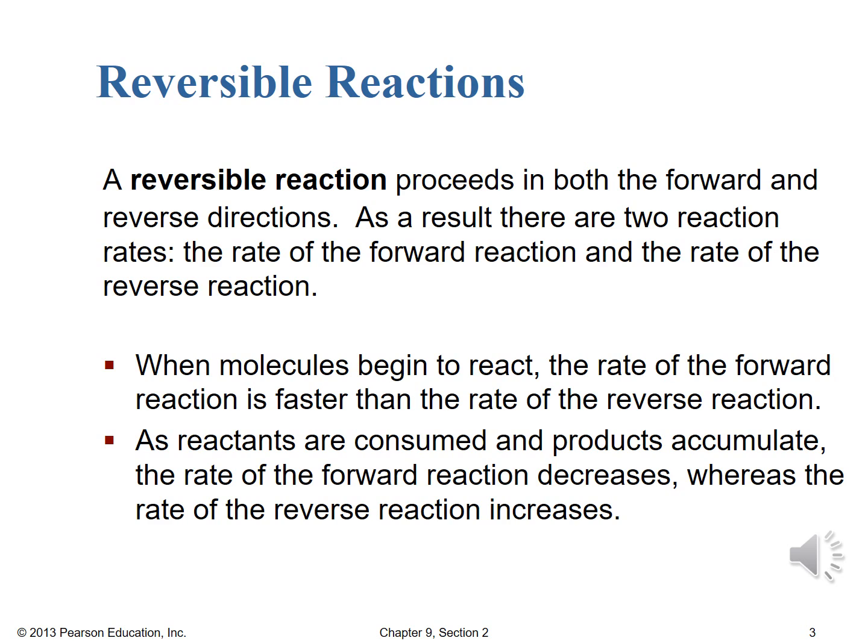So a reversible reaction can go in both the forward and reverse directions as long as you have all the reactants and products present. So there's really two rates going on. There's the rate of the forward reaction, which is the rate we've always been following, and then we also have to consider the rate at which the reverse reaction occurs.